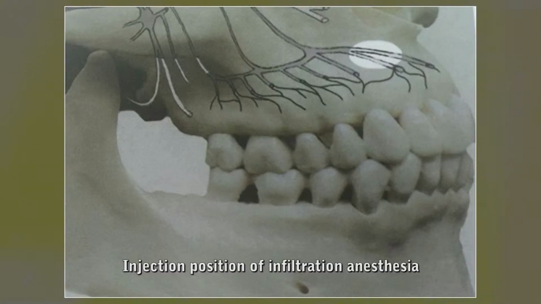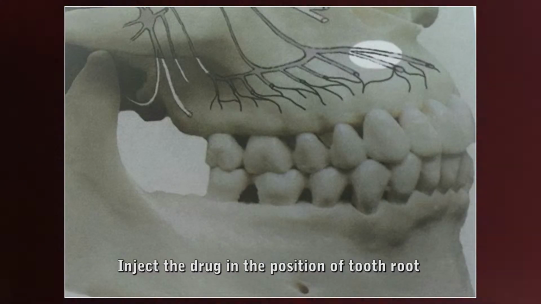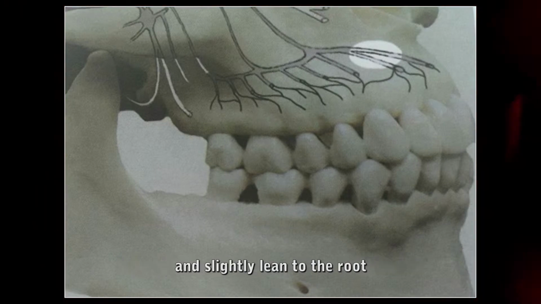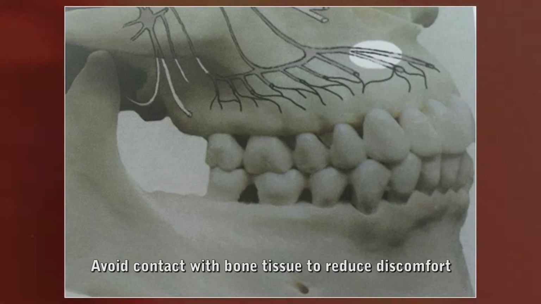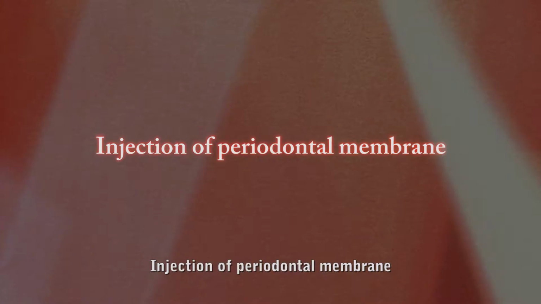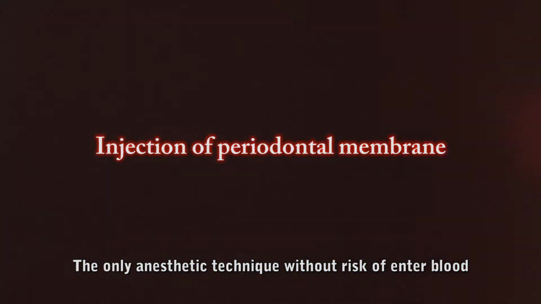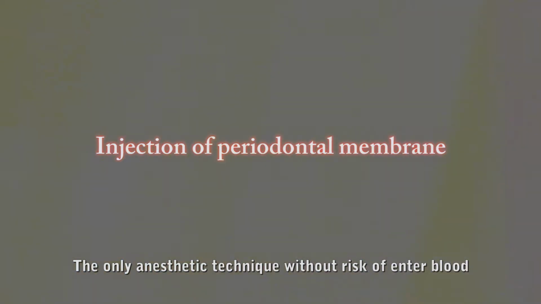Injection position of infiltration anesthesia. Inject the drug at the position of a tooth root and slightly lean to the root. Avoid contact with the bone tissue to reduce discomfort. Injection of a periodontal membrane is the only anesthetic technique without risk of entering the blood.